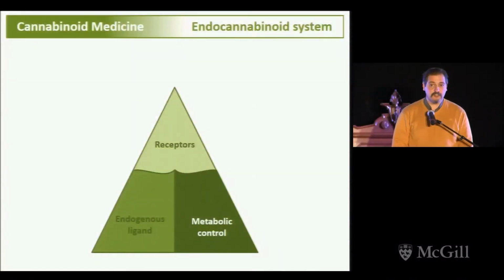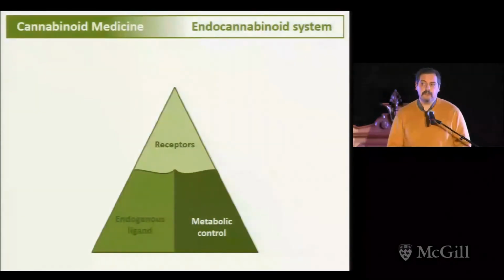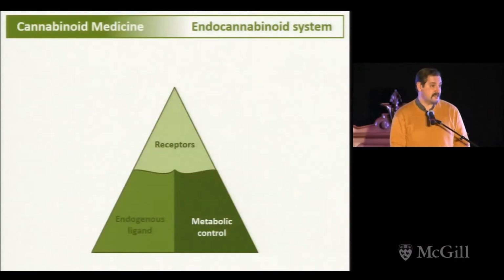An endogenous system is made of three elements: endogenous receptors, endogenous ligands, and endogenous metabolic control. You might make an analogy with other systems that we know very well in the field of pain. You all know that we have our own opioids, our own endorphins, that act on our own receptors, and we have our own metabolic control to deal with those products. The same is true for cannabis.